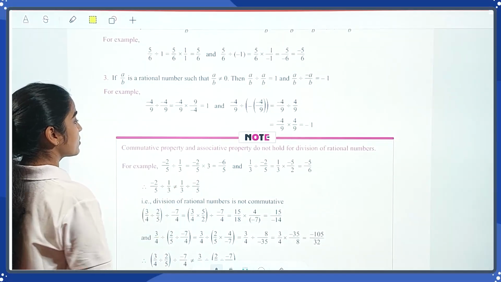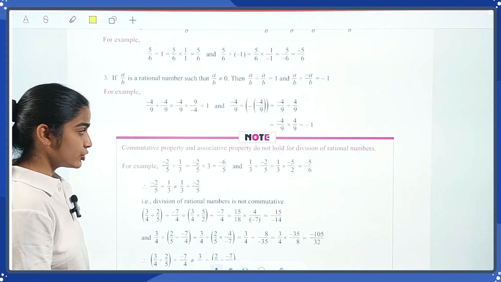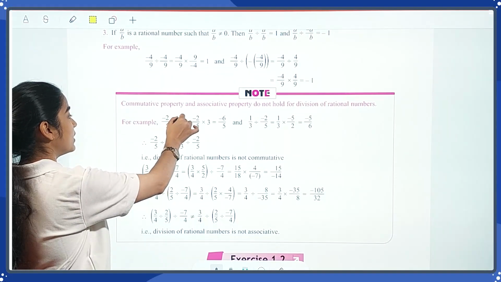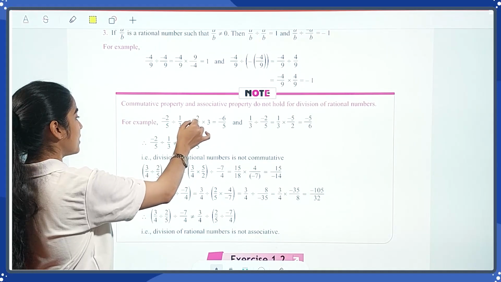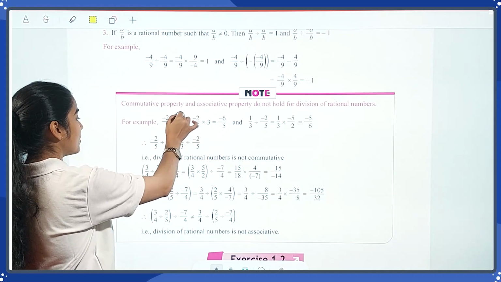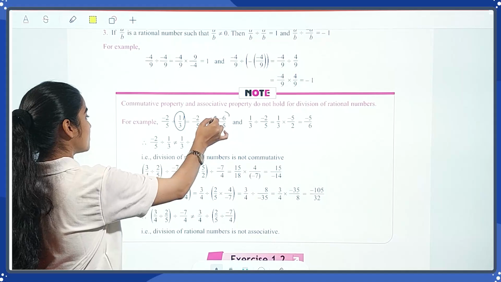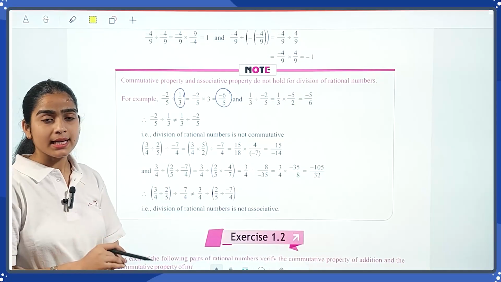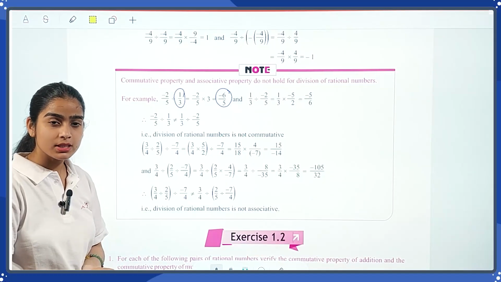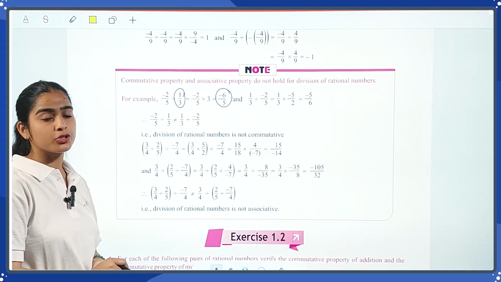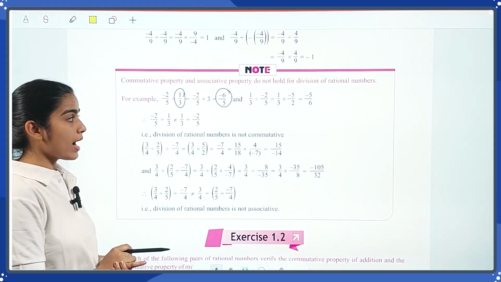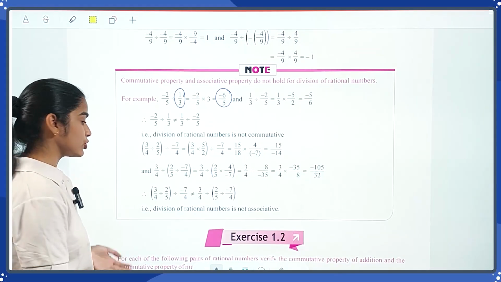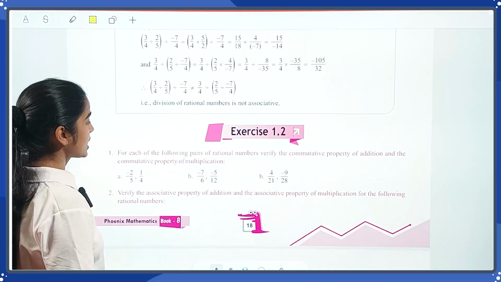Commutative property and associative property do not hold for division of rational numbers. For example, minus 2 by 5 divided by 1 by 3 is equal to minus 2 by 5 multiplied by the reciprocal of 1 by 3, which is 3. So your end result is minus 6 by 5. Okay. So while you apply the commutative property and associative property over the division operation, you see that you have different answers. It means these two properties do not hold for the division operation over the rational numbers.